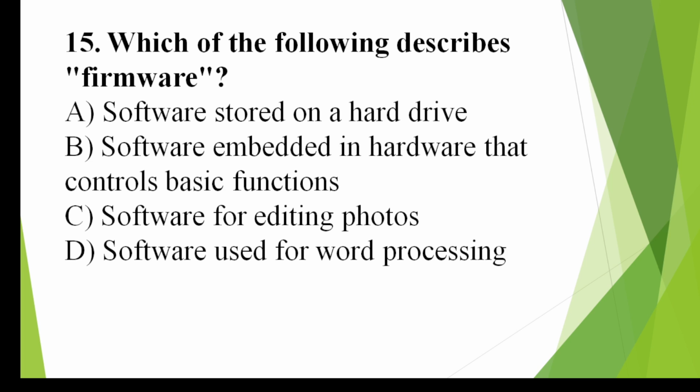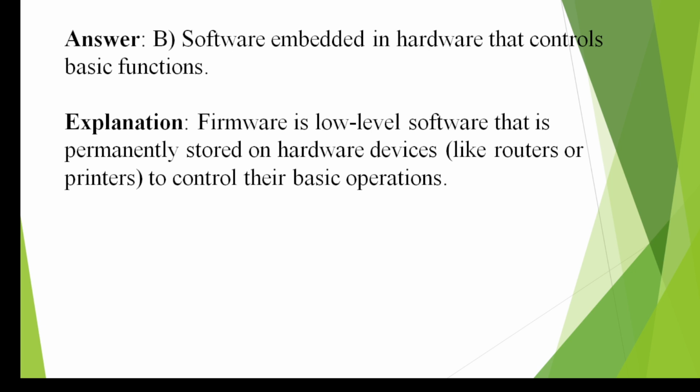Let's move to question number 15. Which of the following describes firmware? A. Software stored on a hard drive. B. Software embedded in hardware that controls basic functions. C. Software for editing photos. D. Software used for word processing. The correct answer is B. Software embedded in hardware that controls basic functions. Firmware is low-level software that is permanently stored in hardware devices like routers or printers to control their basic operation.